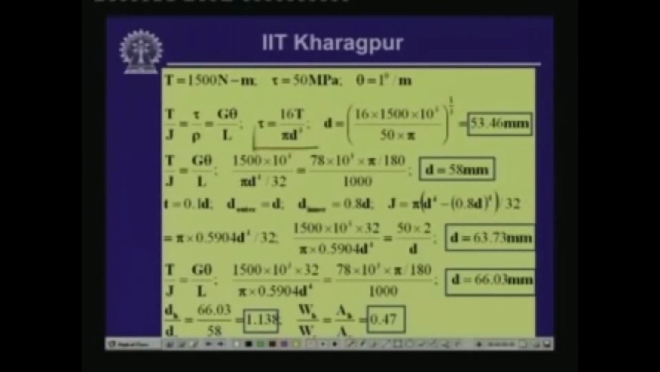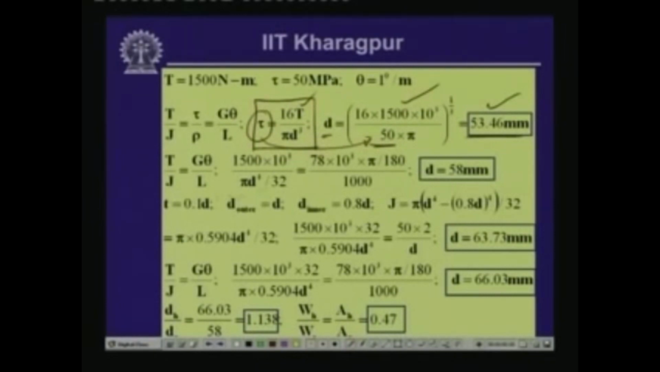So, D cube is equal to 16 T by pi tau. If we substitute the value of twisting moment as 1500 into 10 to the power 3, and the shearing stress limited to 50, that is what is substituted here. So, this to the power 1/3 gives us the value of D, which comes out to be 53.46 millimeter.